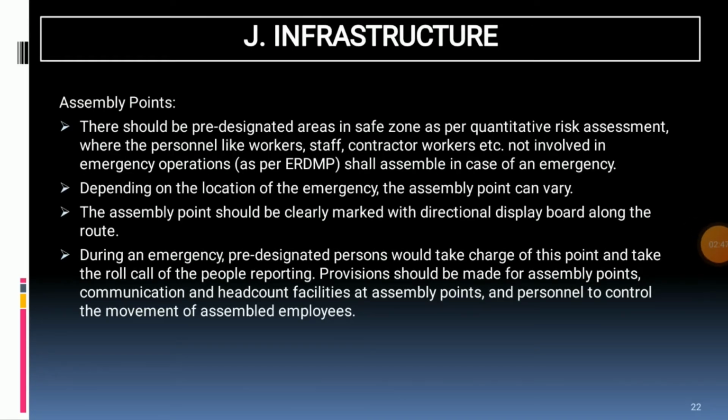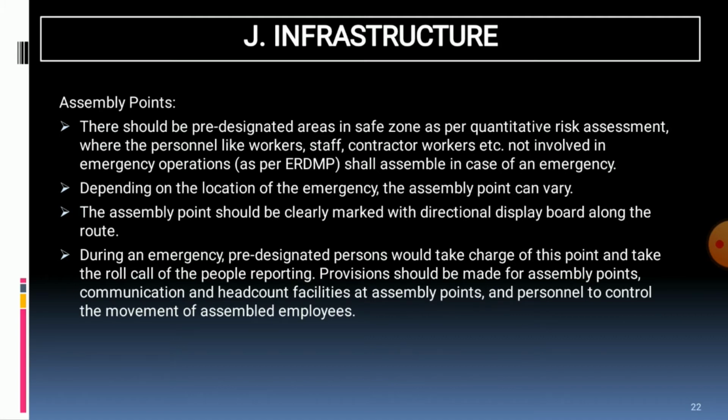Now coming to the assembly points, there should be pre-designated areas in a safe zone as per quantitative risk assessment, where personnel like workover staff, contractors, and workers not involved in the emergency operation shall assemble in case of an emergency. There should be a proper direction board to direct all the workers towards the assembly point. Depending on the location of the emergency, the assembly point can vary. The assembly point should be clearly marked with directional display boards along the route.